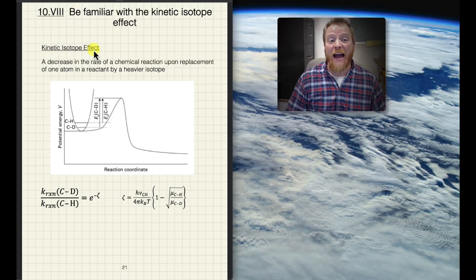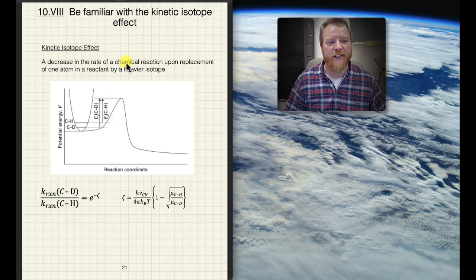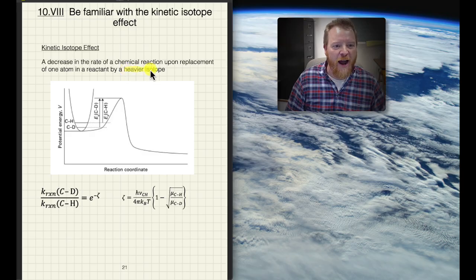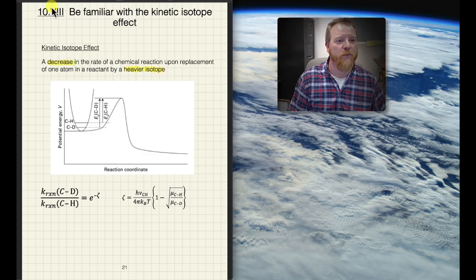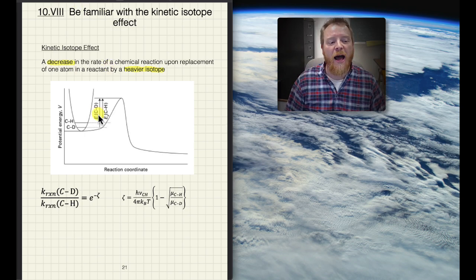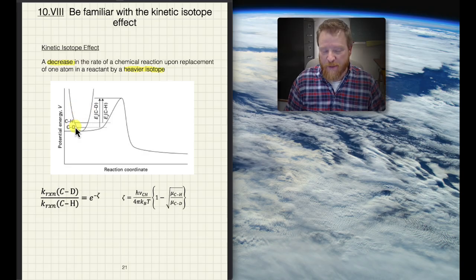The kinetic isotope effect is the decrease in the rate of a chemical reaction upon replacement of one atom in a reactant, specifically by a heavier isotope, right? So the reaction gets slower if we replace it with a heavier isotope. The rationale behind that is given if we look at the potential energy surfaces. For example, let's suppose we replace a CH bond in a molecule with a CD bond.